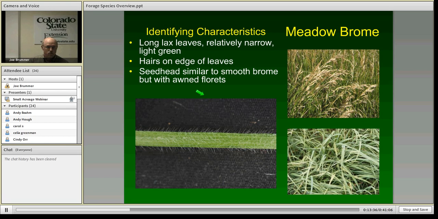Again, a seed head that's very similar to smooth brome, if you're familiar with that. However, the only difference is that the little florets on the meadow brome have these little projections at the end of the seeds, whereas on the smooth brome, you don't. So that's one way to identify it in the field when it's in flower in seed production.